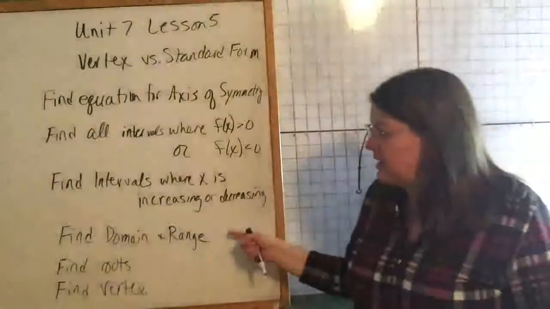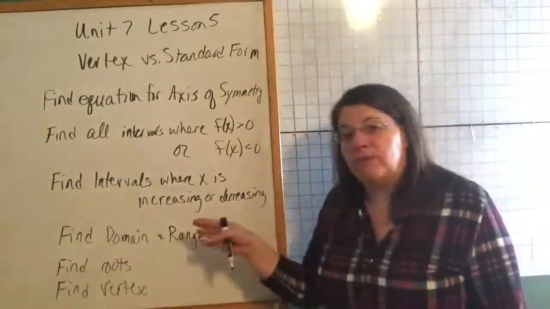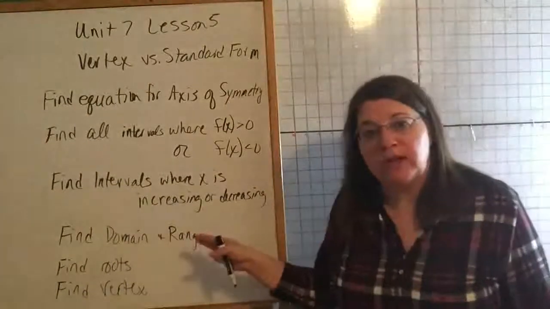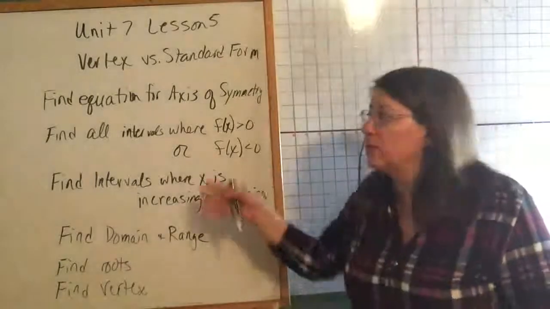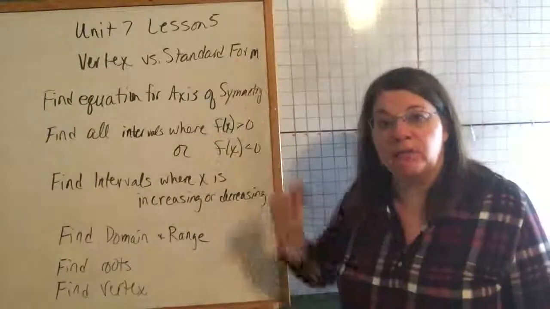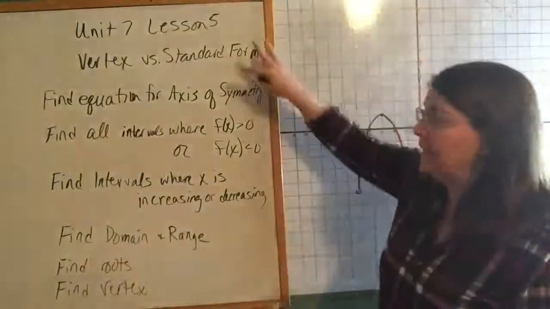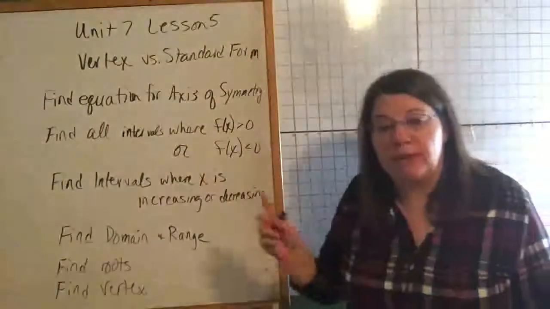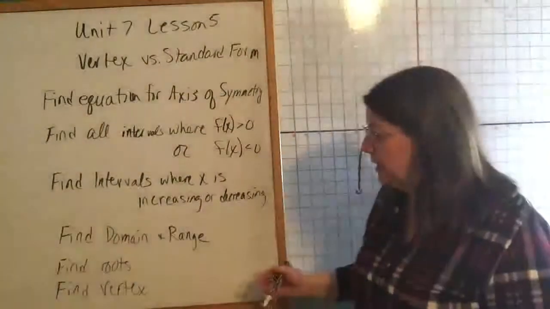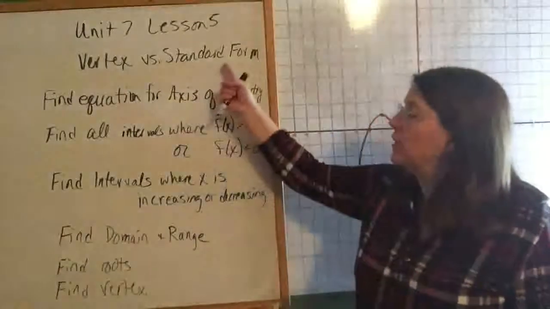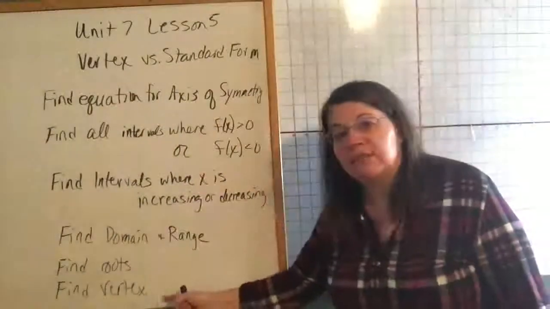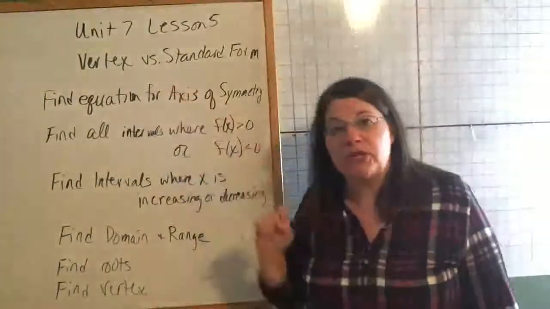For finding the domain and range, really, once we've graphed the parabola, we can find the domain and range pretty easily, and depending on your preference, either of these would be fine for graphing. I would probably go back and forth between the two if I'm having to graph the parabola on my own. And then finding the roots, again, to find the roots, we want it in standard form. To find the vertex, it's easiest to get from the vertex form.